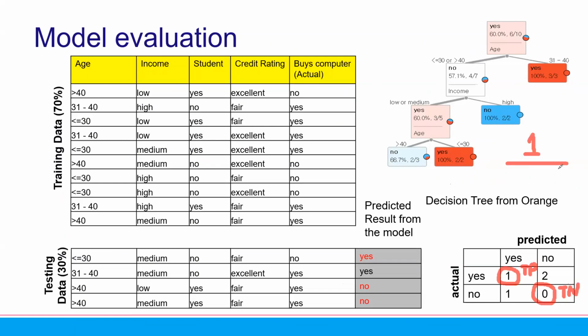What is the overall data? We have 1, 2, 3, 4. So we have 4 data. Among 4 data, only 1 is true, either it is true positive or it is true negative. Because we have only 1 among 4, then we call the accuracy 25%.